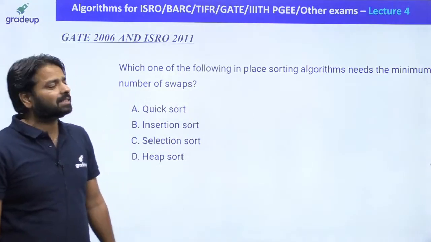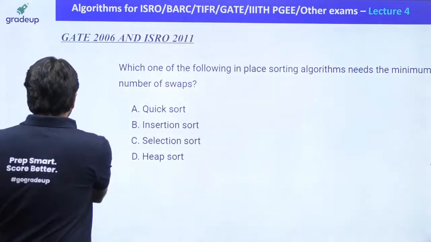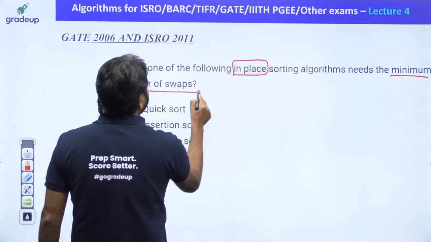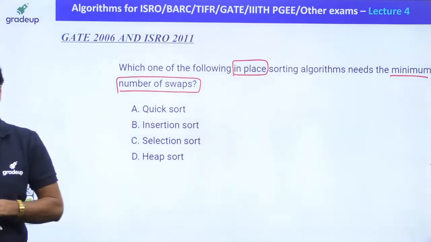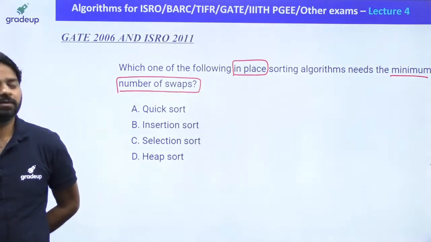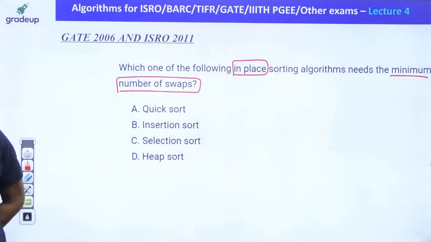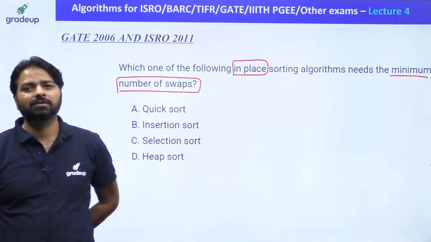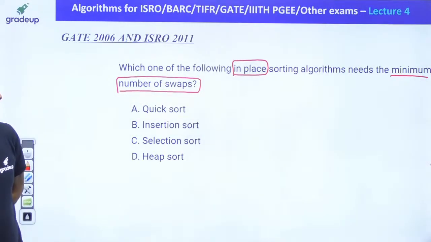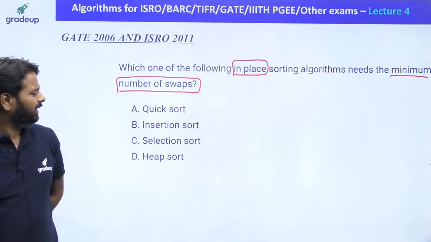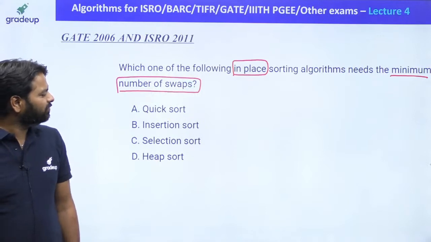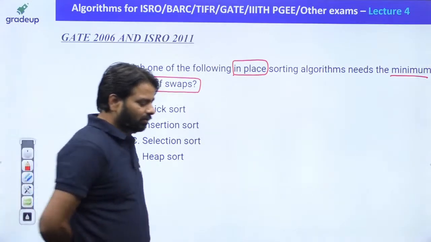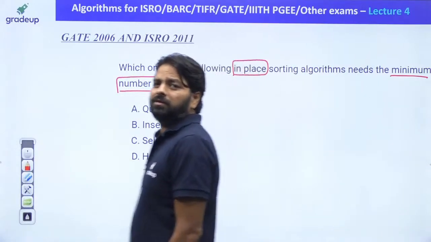Which one of the following in-place sorting algorithms needs the minimum number of swaps? Let's see who will answer this. Minimum number of swaps. Out of these 4 options, which are in-place sorting algorithms? Heap sort you can ignore. But out of the first 3, which one will have the minimum number of swaps? Okay, forget about in-place. Let's find out the least number of swaps.